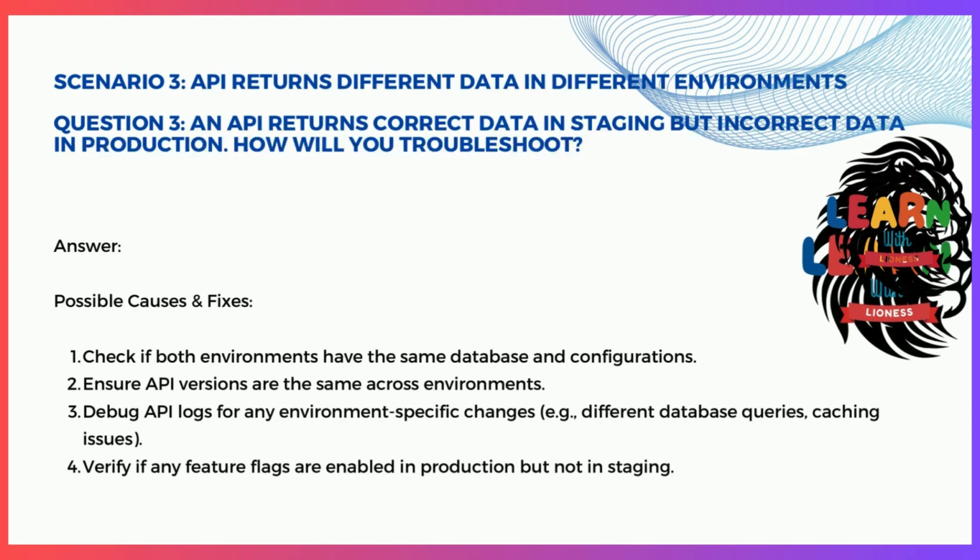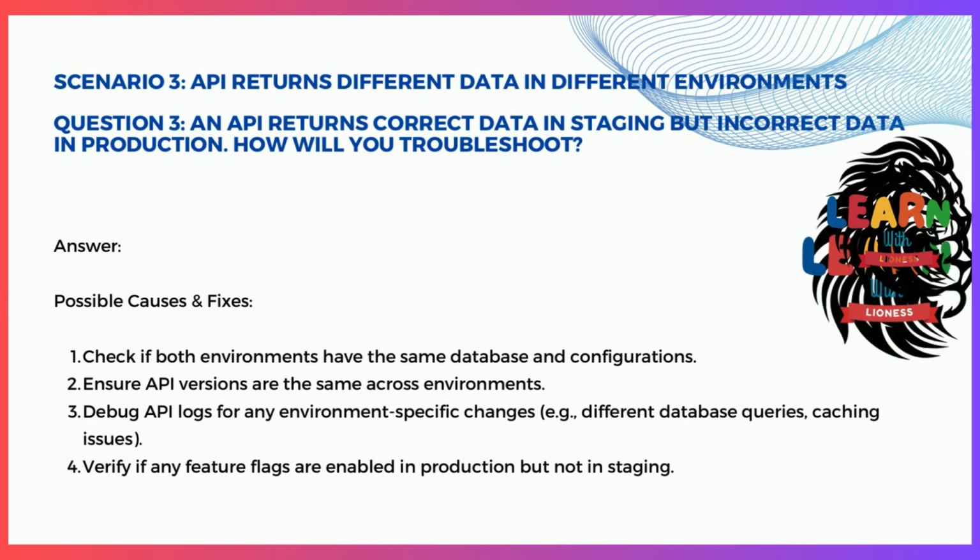Scenario 3, API returns different data in different environments. Question 3, an API returns correct data in staging but incorrect data in production. How will you troubleshoot? Answer. Possible causes and fixes. 1.